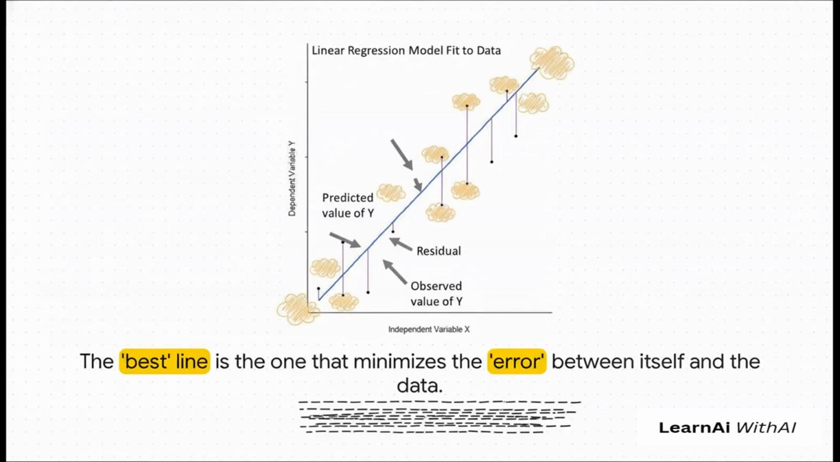So this is the really crucial part. What does best actually mean? See all those little vertical lines? Each one of those is the error. It's the distance between our prediction on the line and what actually happened. The line of best fit is the one that makes the average length of all those little error lines as small as it can possibly be.